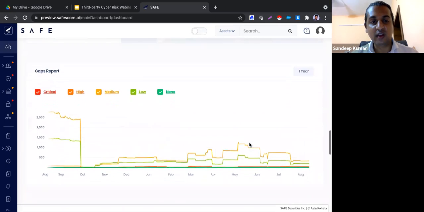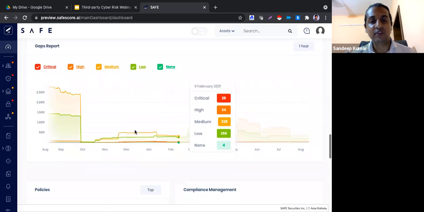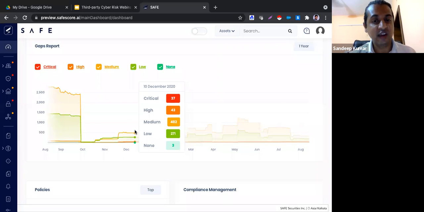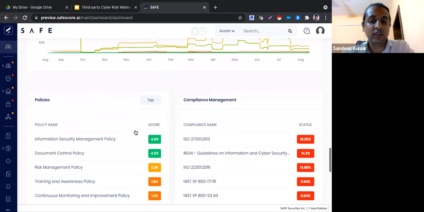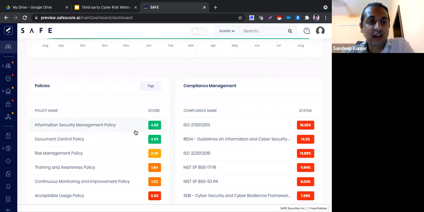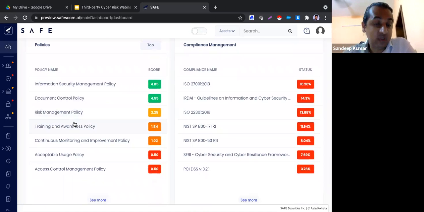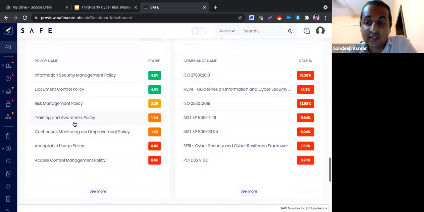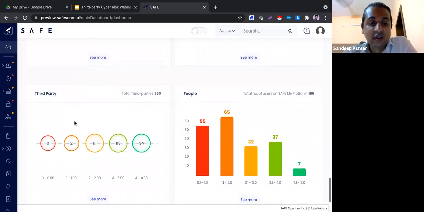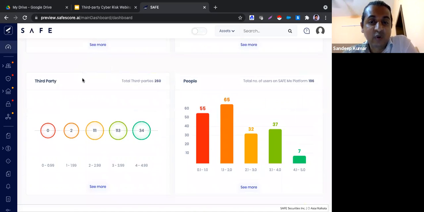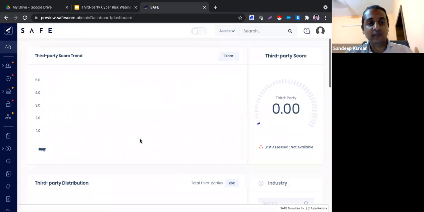And further down, you can see all the gaps that have been identified, which are categorized into critical, high, medium, and low. We also help organizations with the scores of their compliances, as well as the scores for the policies they have defined and implemented, and how effective they are, by doing the assessments and assigning a score for each. If I scroll down further, we can look at all the third parties that have been onboarded, as well as the people assessments. Now let's go inside third party to get a little more view into that.